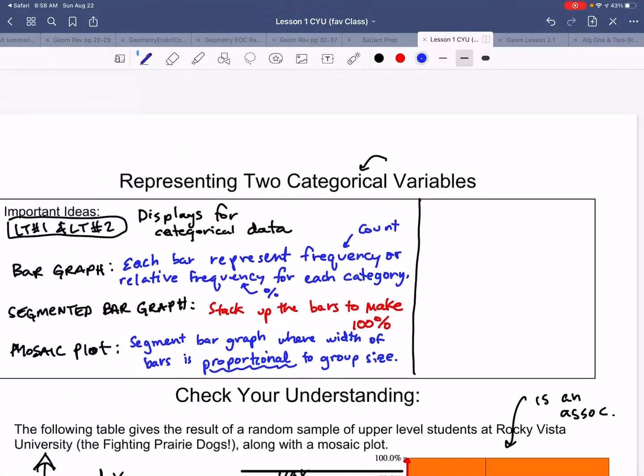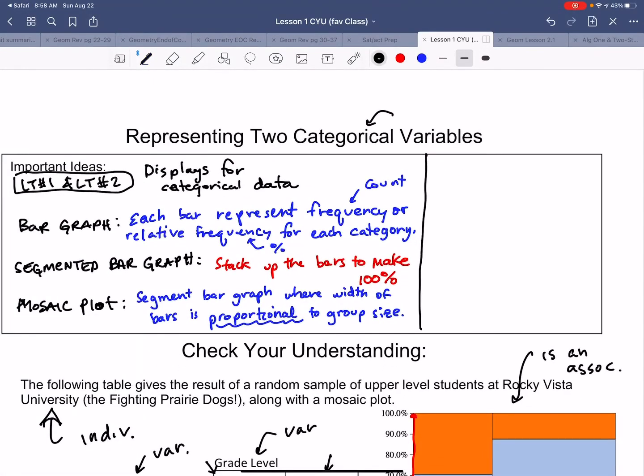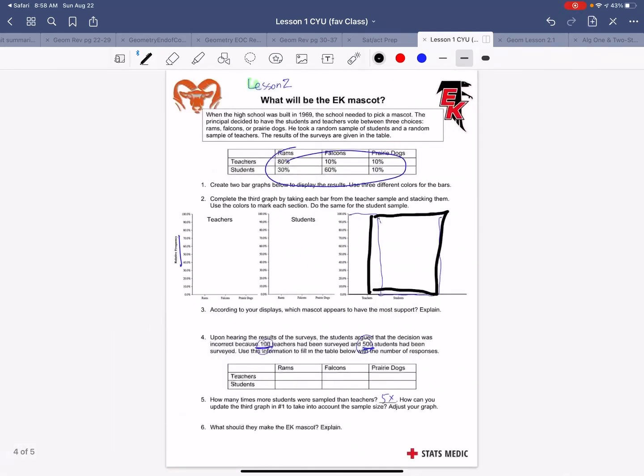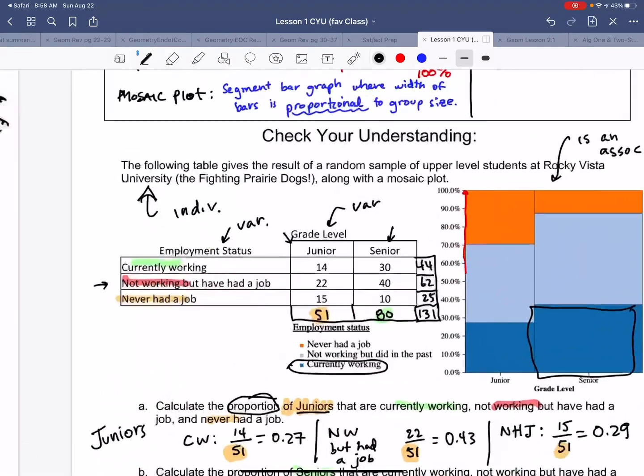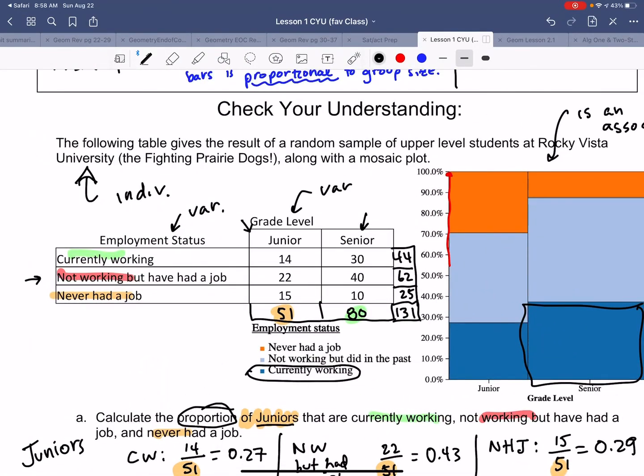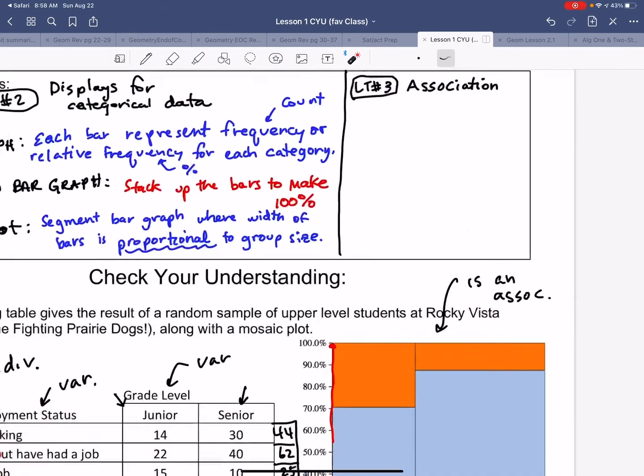Now, what other learning goal are we working on? Well, notice in our check for understanding, we're still working on understanding the reason. Why did we ask this question? Well, we asked it to figure out if there's an association between two variables. Whether it's your role at school and what you voted on a mascot, or if it was an association between your grade level and your employment status, right?